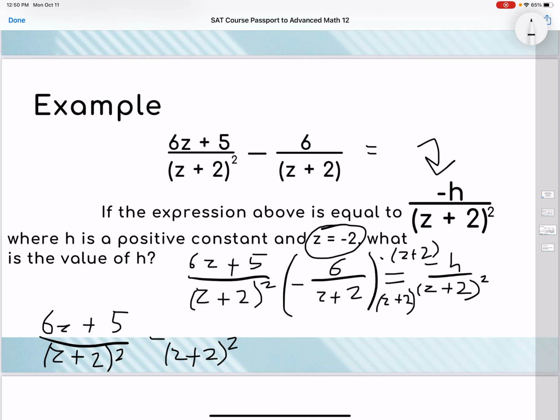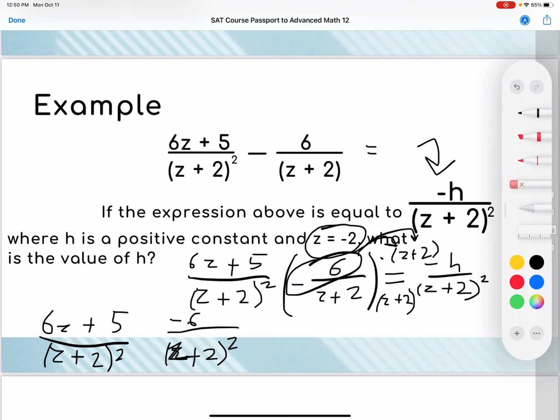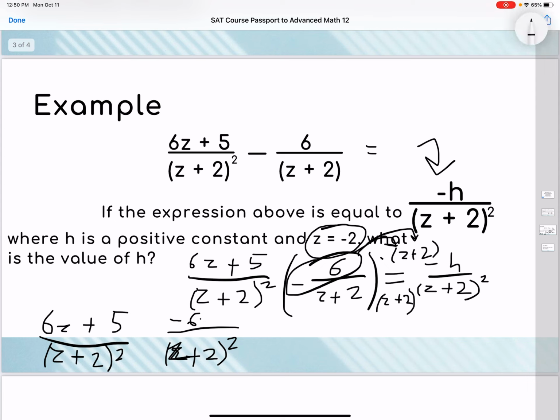So we have z plus 2 squared as the denominator. And let's see what we have in the numerator now. We had negative 6, which is being distributed to the z and then to that 2 as well. So that would be negative 6z. And then that negative 6 times 2 would be minus 12. That is equal to, again just keeping that last one the same, negative h over z plus 2 squared.